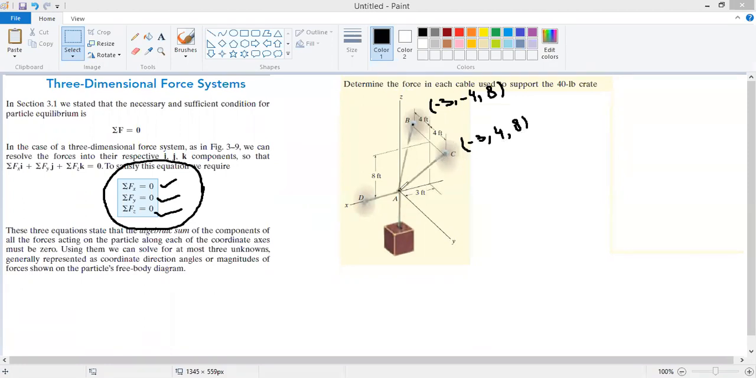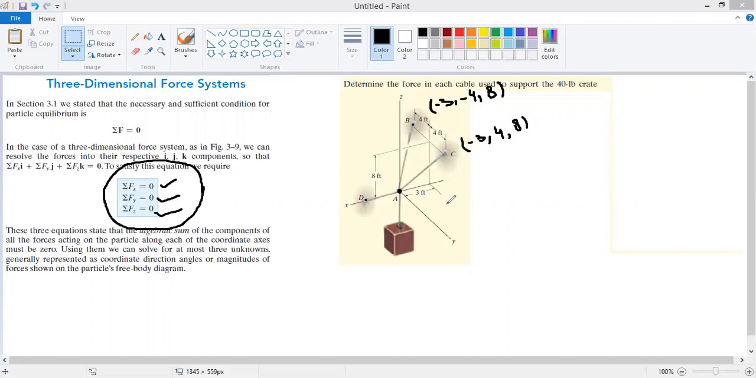What are the coordinates of this point A? The coordinates of point A are 0, 0, and 0. So this is our origin of x, y, and z axis. And as far as the point D is concerned, look at the coordinates of the point D along x-axis. See how much it is along x-axis and how much along y-axis and z-axis. If you look at this point D, the point D is on the x-axis. So it has only an x coordinate, and the y and z coordinates are equal to 0.